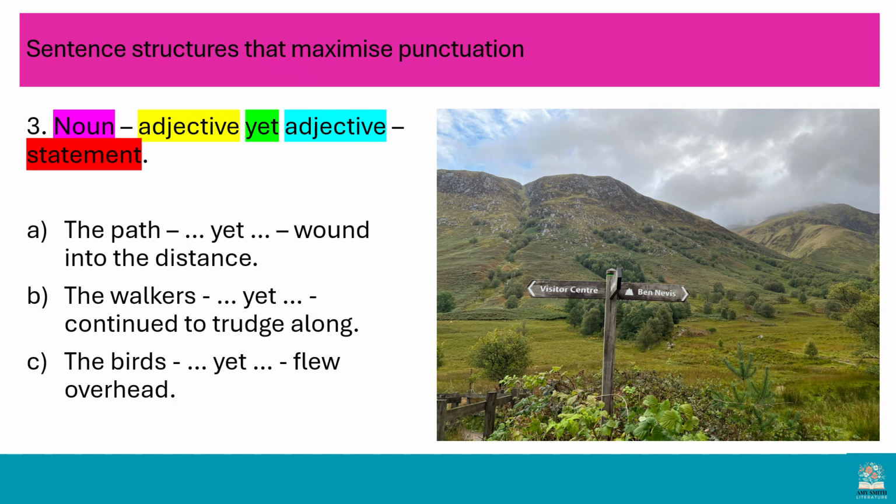Okay, so practice these ones then. Pause the video again, have a little practice, start the video again when you're ready. Okay, folks, so we could say for A, the path, rough yet inviting. Remember to check that you've got a difference in your adjectives, or the path, smooth yet long, wind into the distance. The walkers, tired yet excited, continue to trudge along. Remember, we need a difference in those adjectives, so check on what you've written. The walkers, exhausted yet fulfilled, continue to trudge along. And finally, the birds, silent yet menacing, flew overhead. Okay, make sure you've got that difference there.